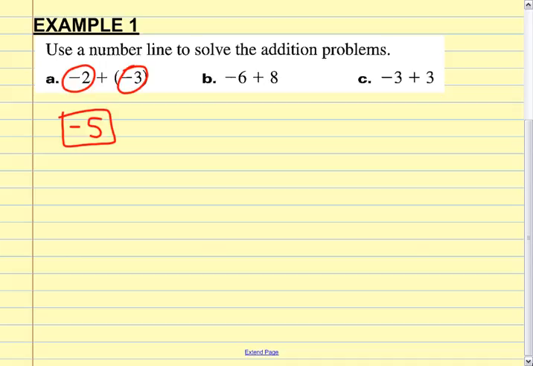Now, on part B, I want you to think about this. Okay? I want you to think about these things as 6 negatives and 8 what? Positives. Okay, and you don't have to do this, but I'm going to actually draw these little coins. You see, I have 6 negatives, right? Oh, there we go. And I have 8 positives.